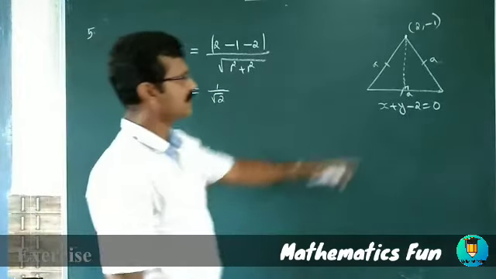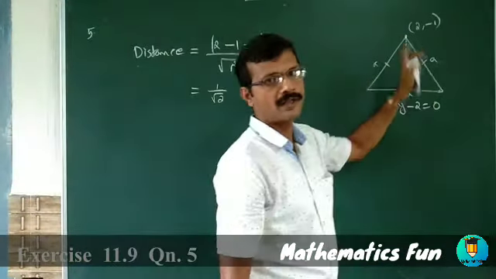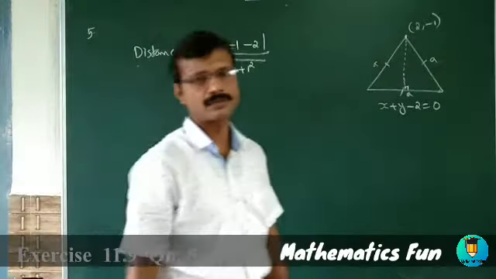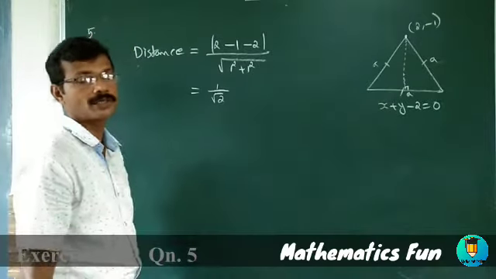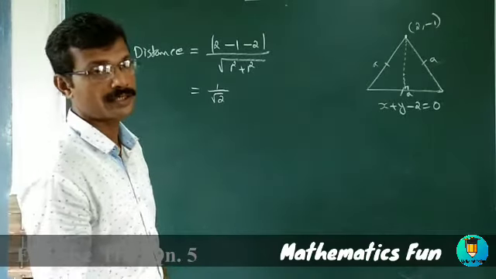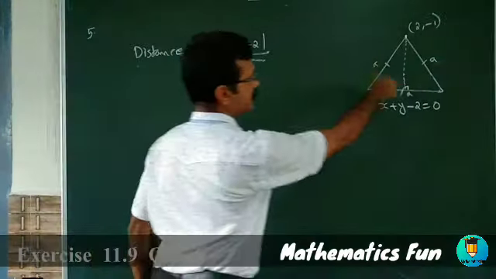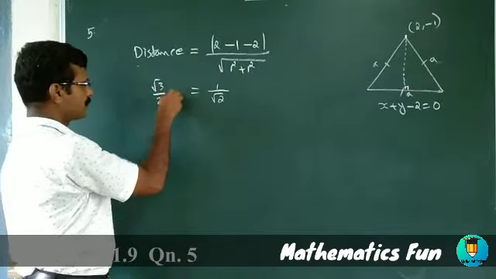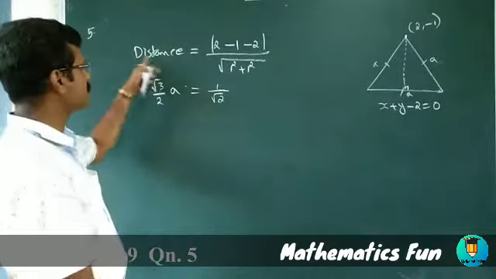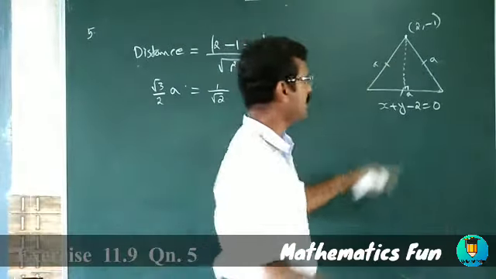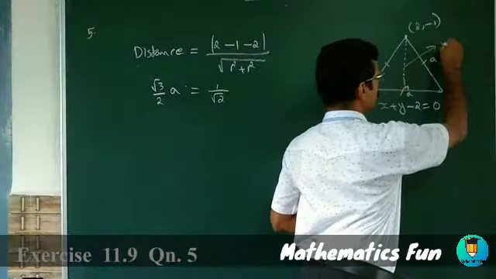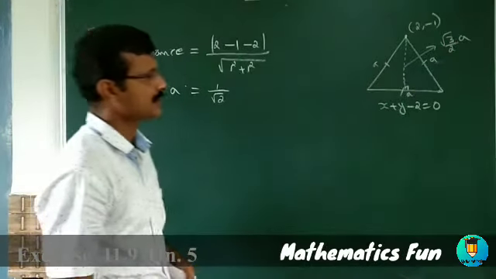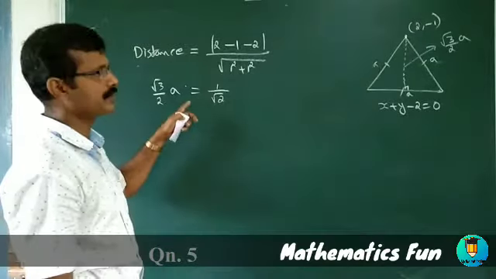1 by root 2 is the distance, and we know in the case of an equilateral triangle, the distance is the altitude. The altitude of an equilateral triangle, you know the formula: if the side is a unit, the altitude is root 3 by 2a. That is this distance, this height. If the side is a unit, the altitude will be root 3 by 2a.